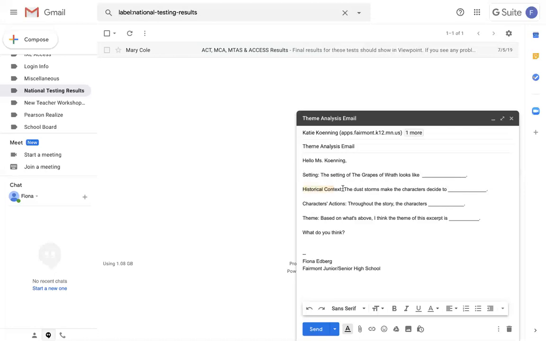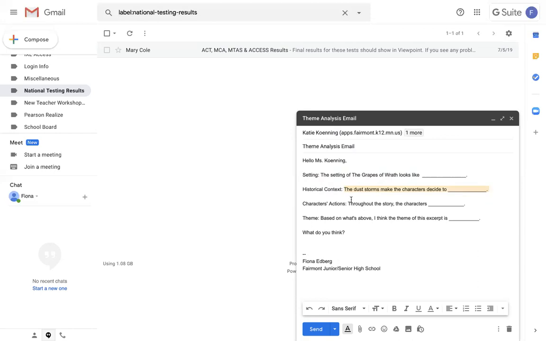Going down, your next step here is historical context, which basically means what you know about what was going on at the time that the story was set. And we know this is happening during the dust storms in the 30s. So that actually helps us understand a few things about the story and why the characters are acting the way that they do. In this case, your starter sentence is, the dust storms make the characters decide to blank.